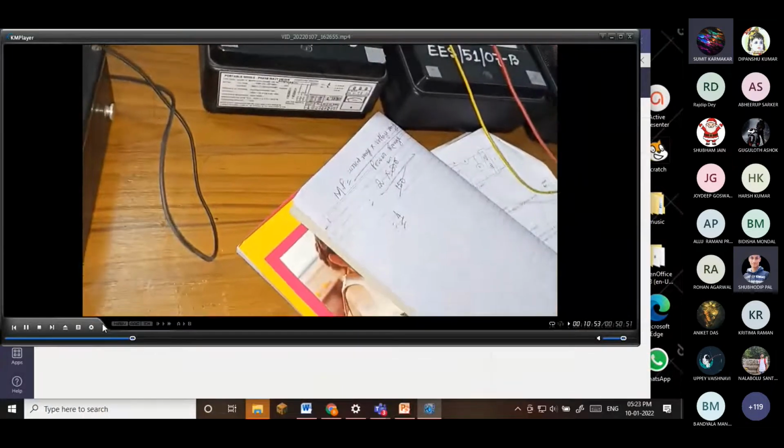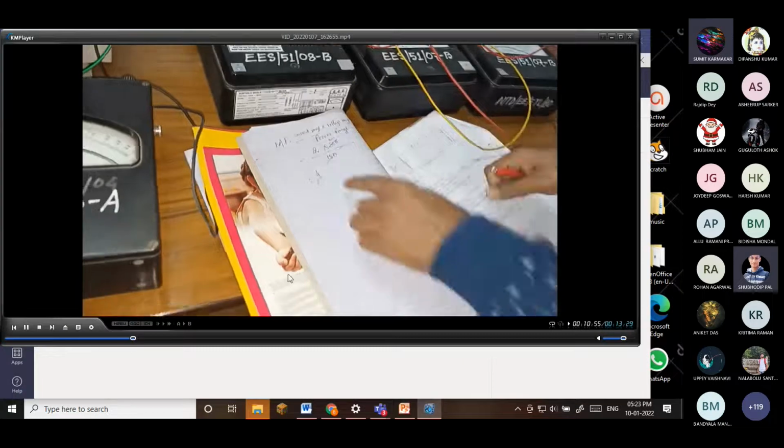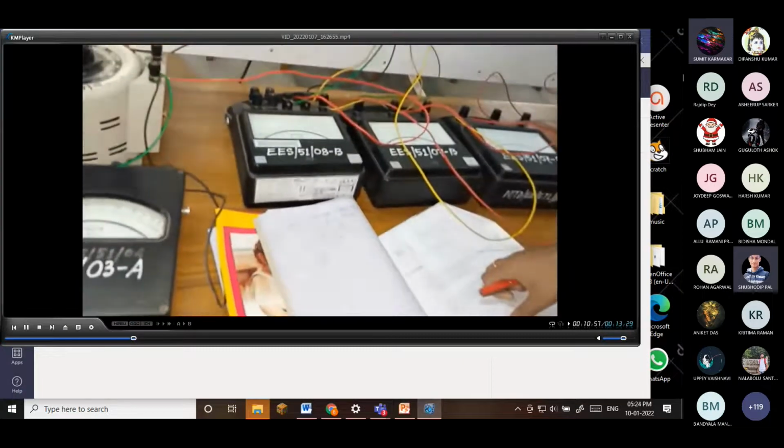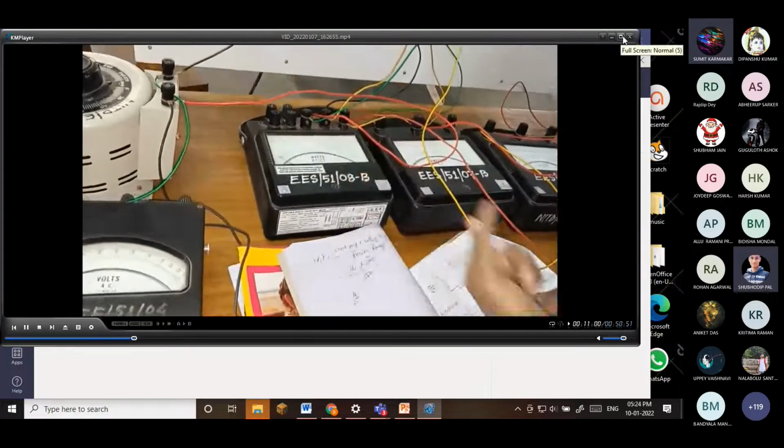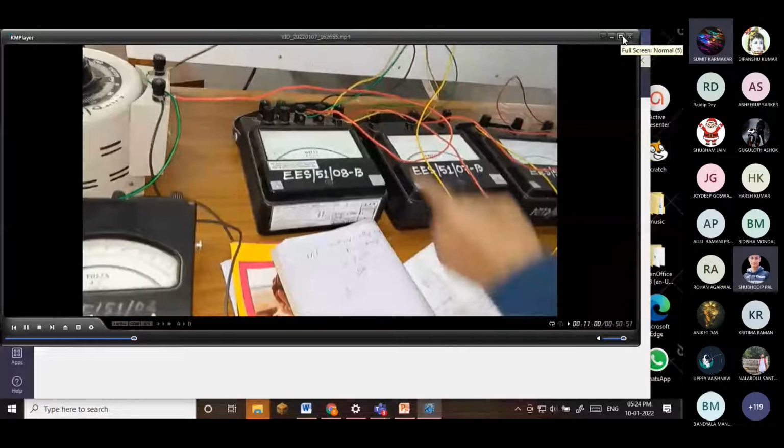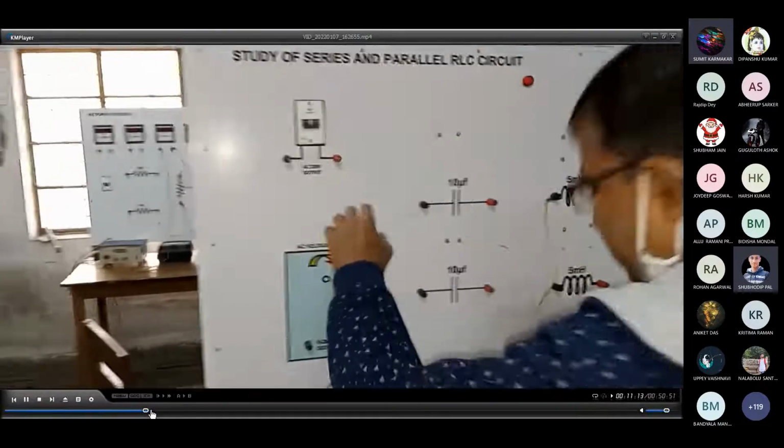I hope this is clear to you. So every time we take the wattage reading, that wattage into 4 will be the actual wattage consumed. Okay. Now with this understanding, let us switch it on.